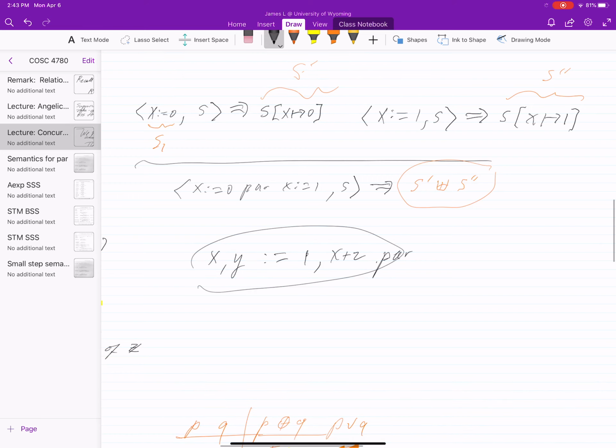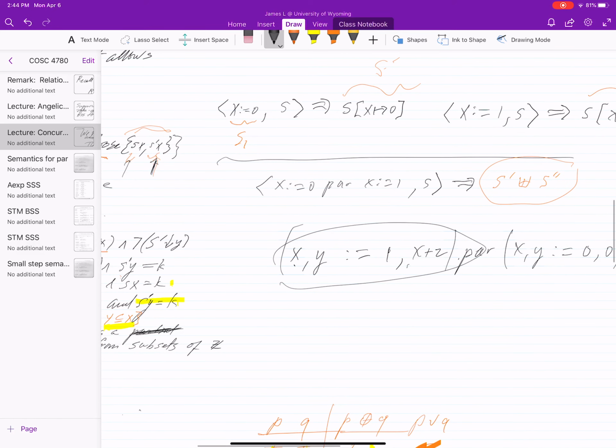par X comma Y colon equals 0 comma 0. And the semantics I'm thinking of is that this means, okay, you evaluate this and you evaluate those two. So let's see, all right, we can write down a semantic.